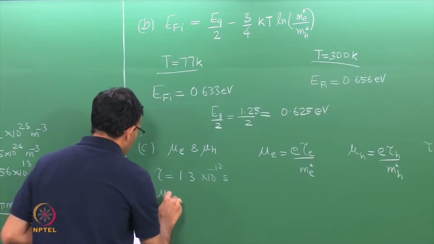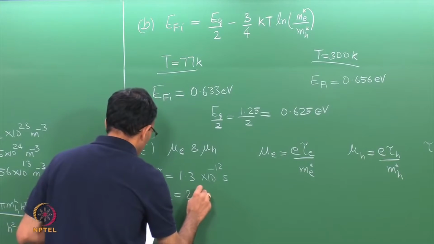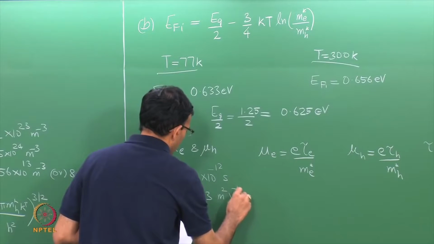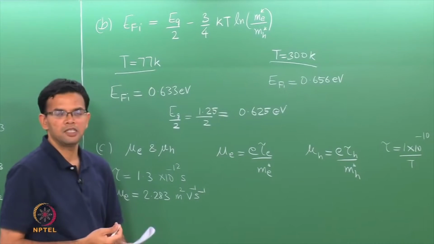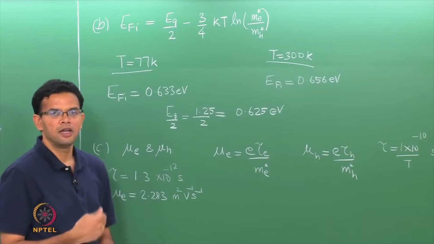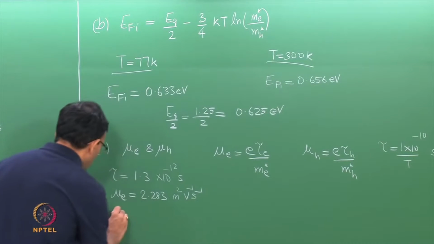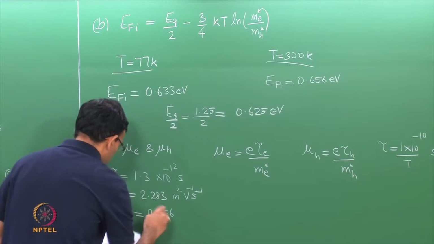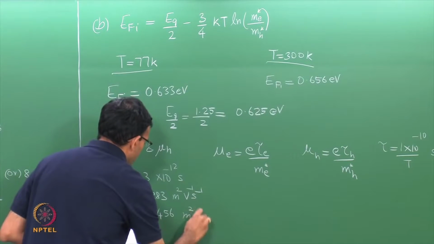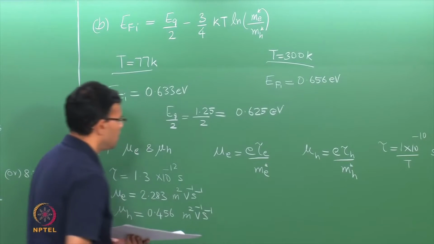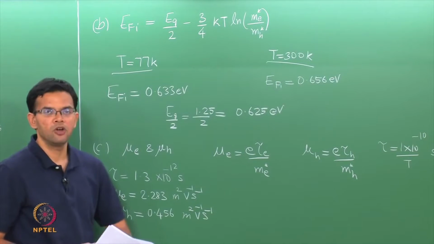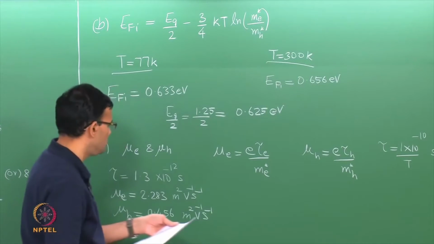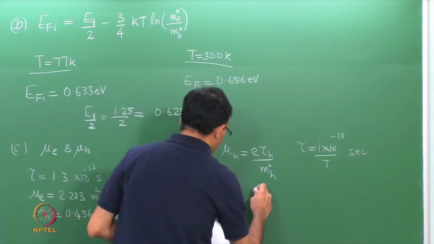We can then calculate mu e, which is 2.283, unit is meter square per volts per second, sometimes centimeter square per volts per second are also there, it depends upon which you want to use. Mu h is 0.456 meter square volts per second, and mu h, the mobility of the holes is lower because the hole effective mass is higher than that of the electron. We can do the same for 300 Kelvin.